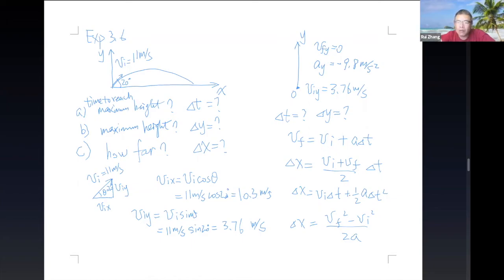So out of these 4 formulas, we're looking for delta T. Which formula do you think we should use to get delta T? Which one's the best for this solution? Again, send me a message. Just tell me first, second, third, fourth.